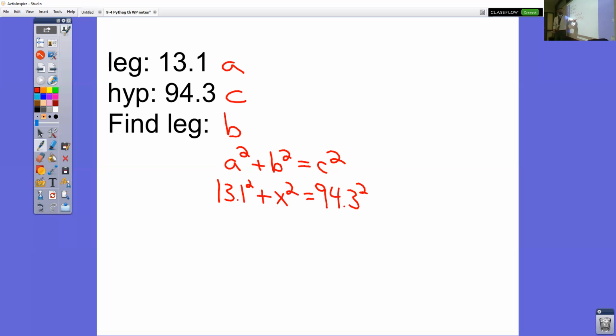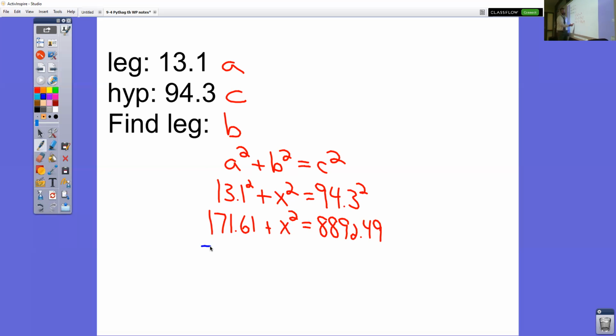We need to try and get this x squared all by itself. Anytime that you're solving for one of the legs, you have to square the numbers and then subtract before taking the square root. 13.1 squared is 171.61. Bring down your plus sign, bring down your x squared. 94.3 squared is 8,892.49.